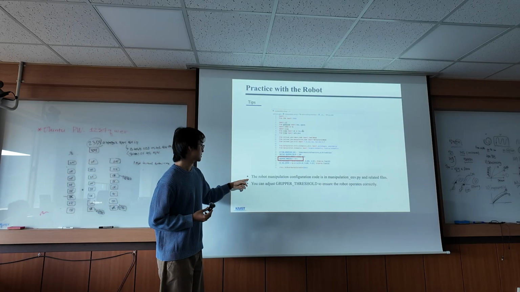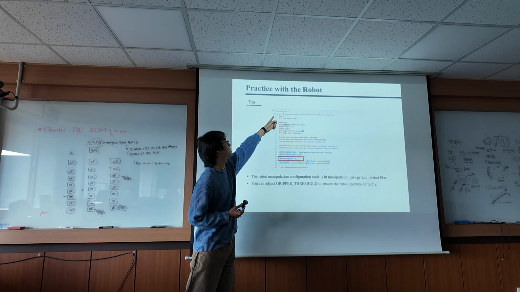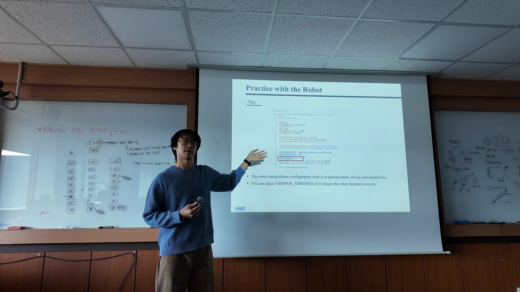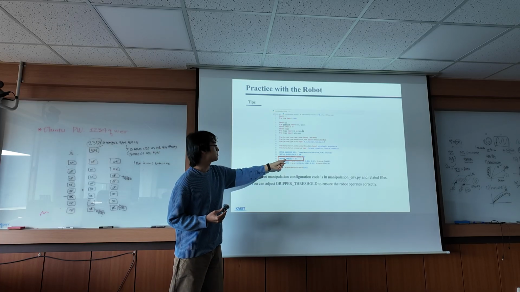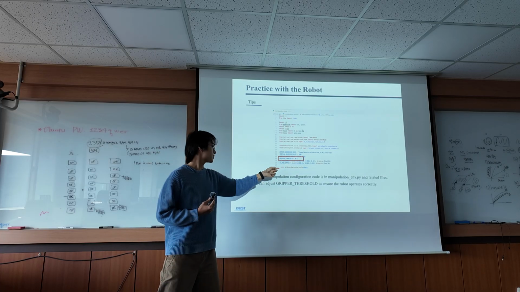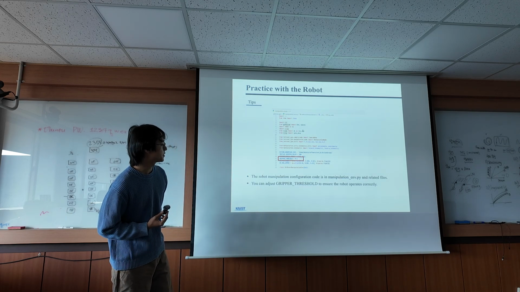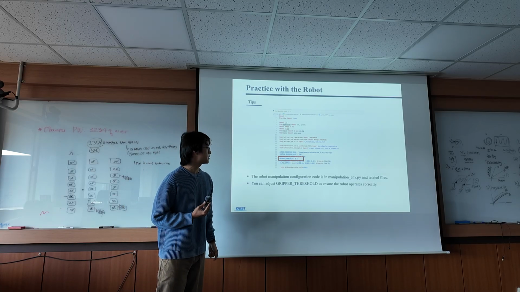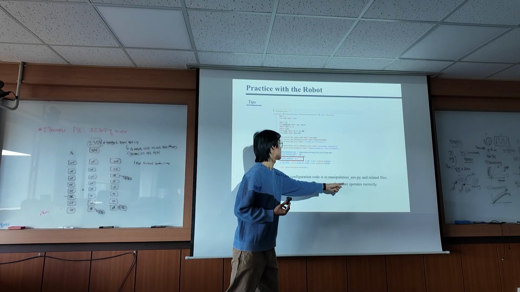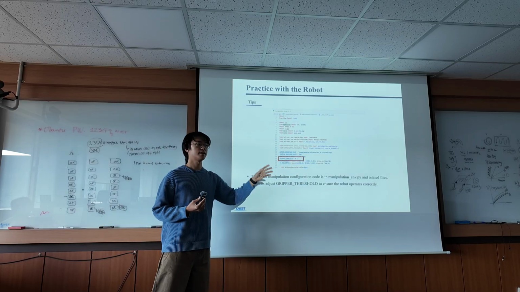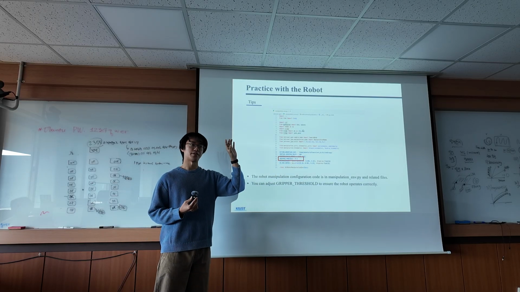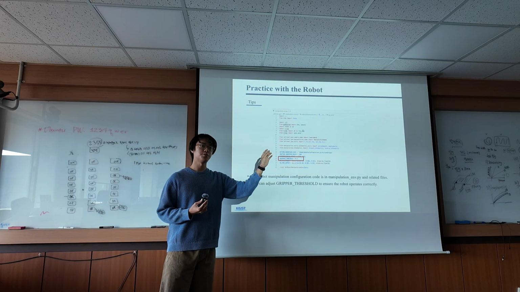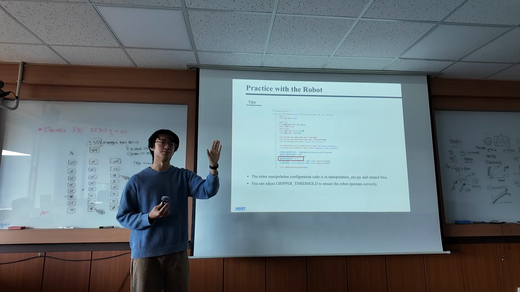Second tip is about modifying manipulation_env.py in the inference phase. We can modify the gripper threshold variable. The robot manipulation configuration code is in manipulation_env.py, and adjust the gripper threshold to ensure the robot operates correctly. The threshold means, as I said, the gripper is controlled by a value of 0 to 1. 0 is closed and 1 is open.